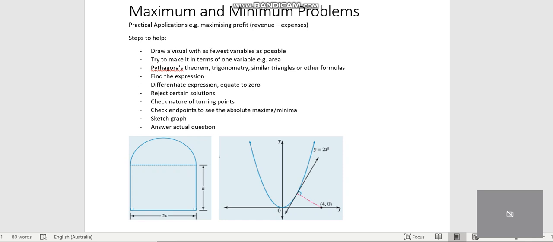Then afterwards, when you differentiate the function, you need to check the nature of the turning points. That's what we've done before with the graphs. Check the endpoints as well, because sometimes the function will have a restricted domain. For example, like the diagram on the left, the question might say the whole perimeter has a fixed length. So you have to take that into account when trying to solve it. And also with checking endpoints, you can see when the function has an absolute maximum or minimum.